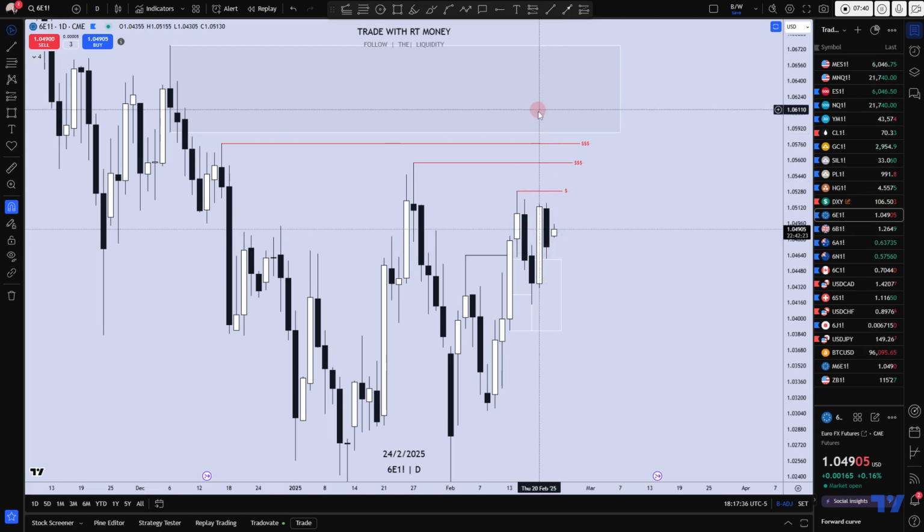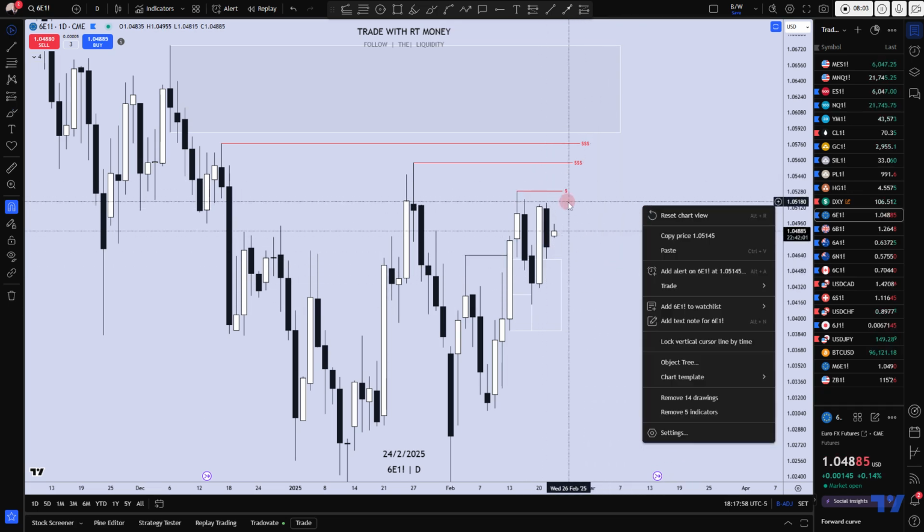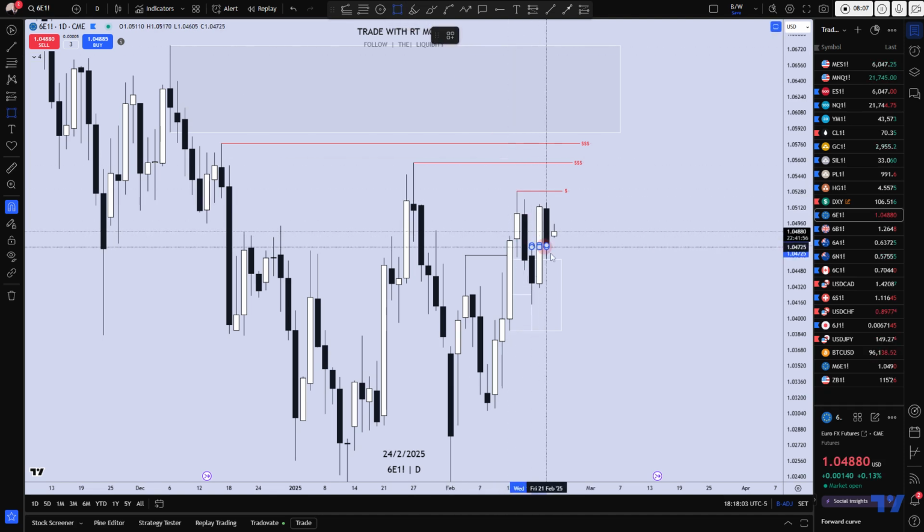I'm looking for price to complete this move. This is an impulse, a correction, and an impulse. Now, this impulse didn't take out that high. That would be a market structure shift. But we did get a pullback, a correction of the impulsive move. And that's going into what? An area of demand. And I'm going to mark it out here on the daily as so, right?